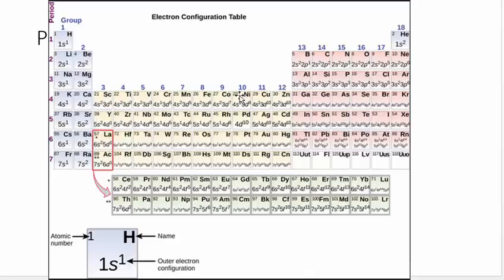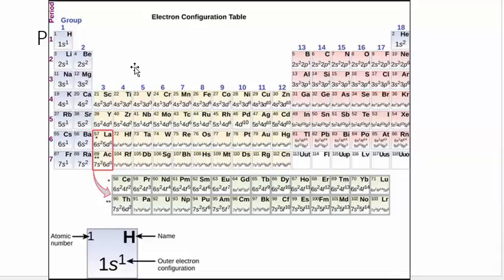Now if we look at this block here where we typically consider the transition metals to be, this is where the D subshells are getting filled. Now I want to point out that the energy level of the D subshell is 1 less than that of the period it's in. So we look at the fourth period, we're filling the 3D subshell. Fifth period, 4D subshell. Sixth period, 5D subshell.